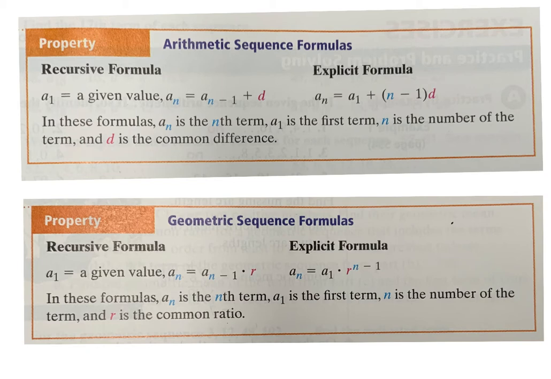That is your arithmetic if you are adding to get from one to the next. A geometric sequence is if you're multiplying to get from one to the next. Recursive is a sub n equals the term in front of it, a sub n minus 1, times your common ratio, r. Explicit is a sub n equals a sub 1 times r to the n minus 1. So you can use any formula there, or any term there using that formula.